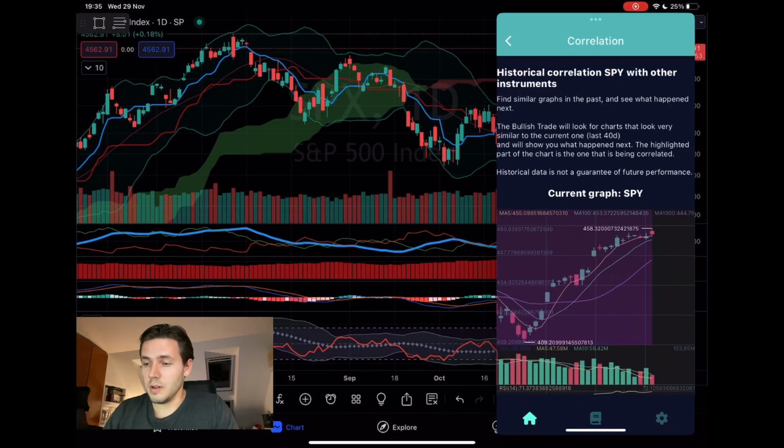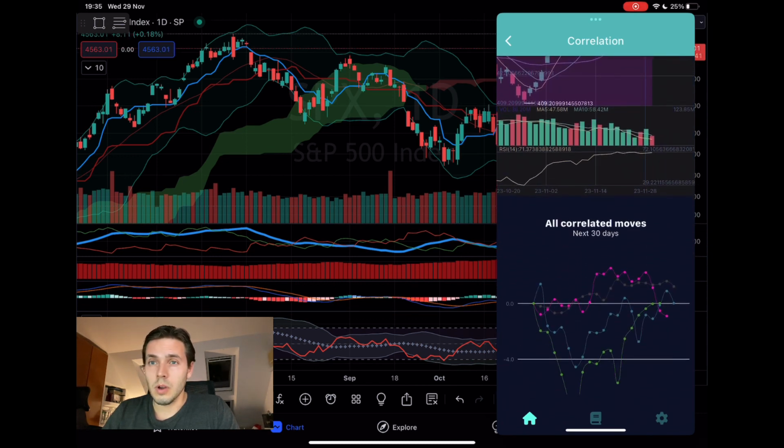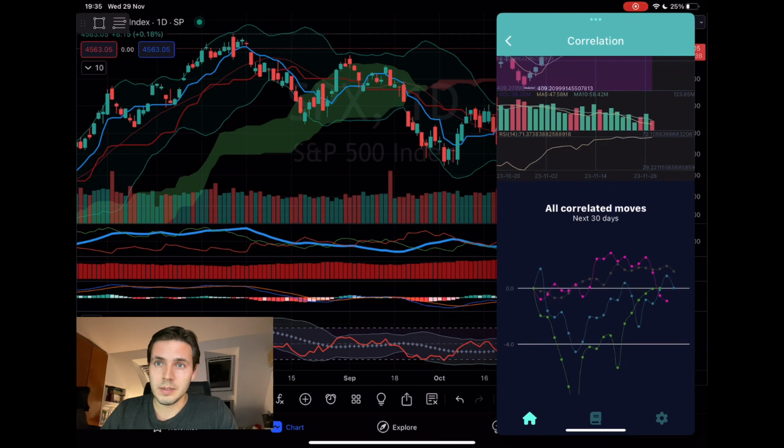So we have a really nice new feature in the Bullish Trade. It's a historical correlation. You can select the stock you're interested in, and it will try to find similar graphs in the past. For example, if you're interested in Apple, it will try and find similar looking graphs in the past for that same underlying, Apple here, or SPY, IWM, or Qs.